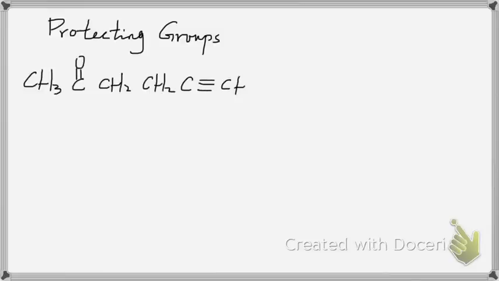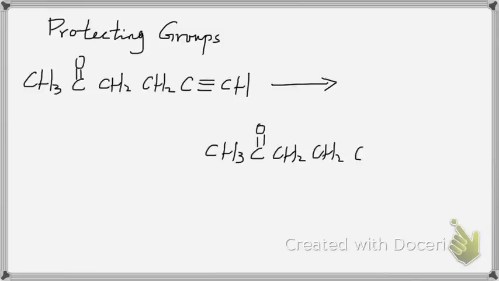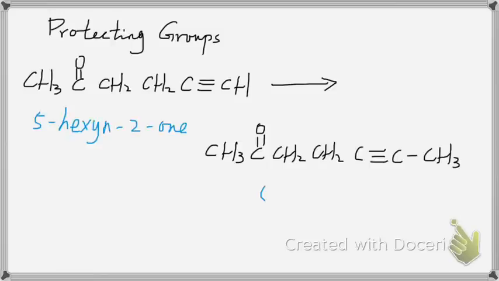Now we will take a look at one of the most important applications of acetals or ketals. They can be used as protecting groups for aldehydes, ketones, or alcohols. So let me first use an example to illustrate this. Say we want to carry out the reaction to convert 5-hexyn-2-one to 5-heptyn-2-one.